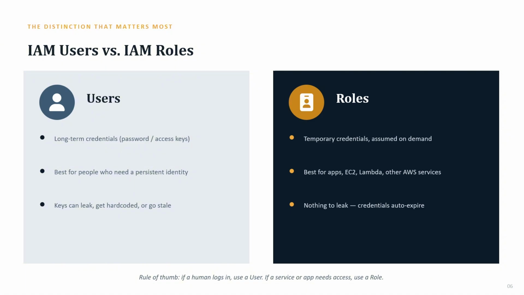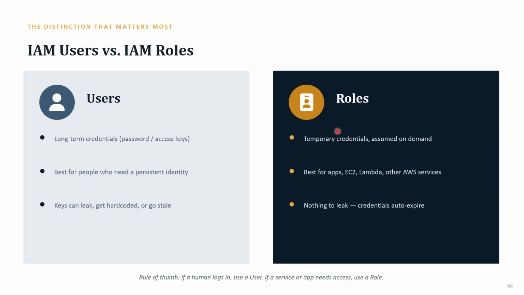In IAM, this is the distinction I see people get wrong most. Users have long-term credentials, great for human login day in, day out, while roles are temporary, assumed on demand, and expire automatically. Perfect for an app, Lambda function, or an EC2 instance. So the rule of thumb is: if a human logs in, use a user. If a service needs access, use a role.